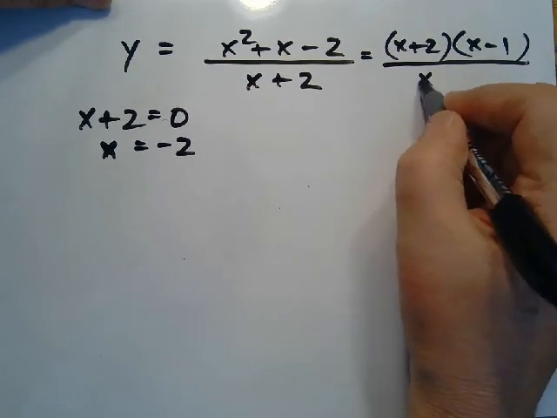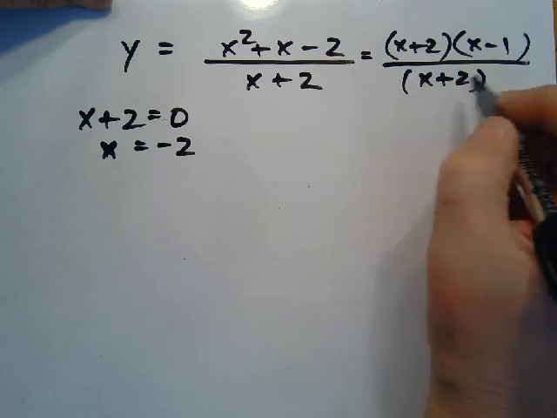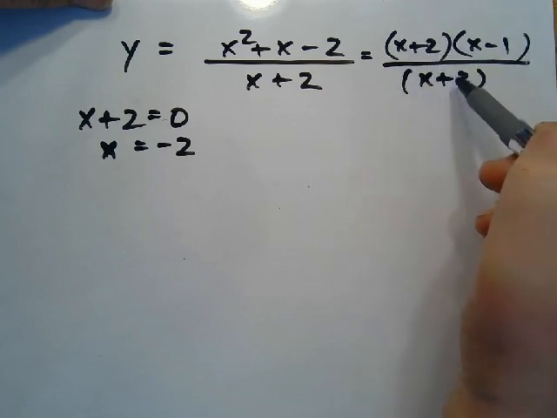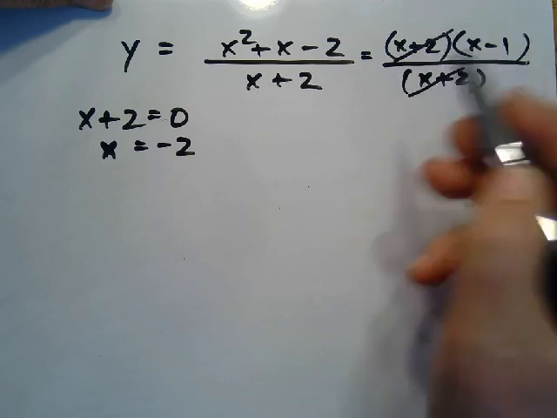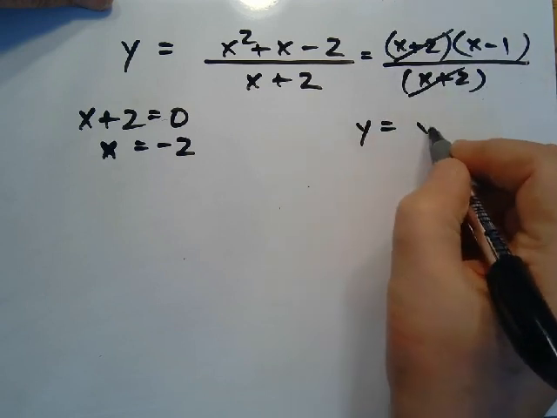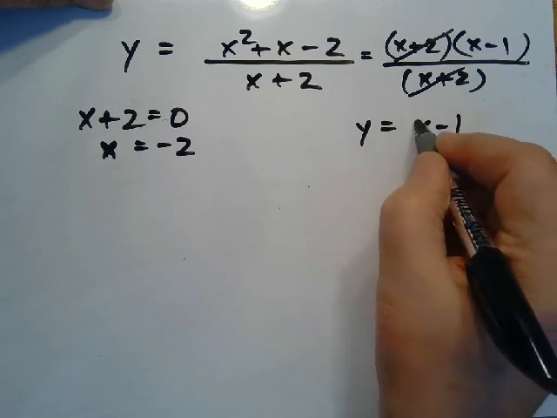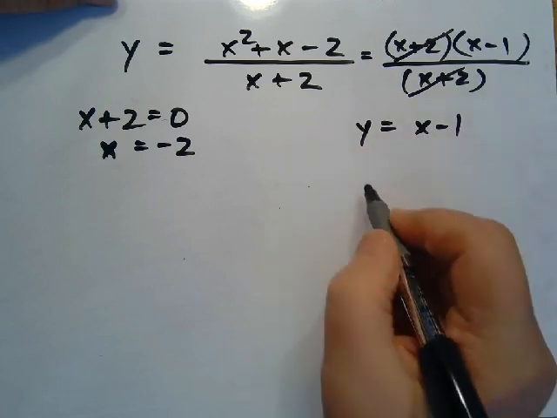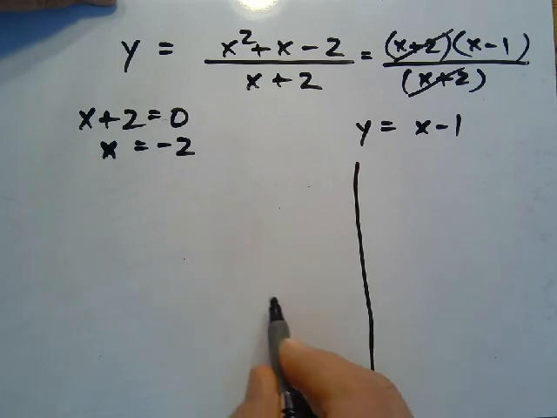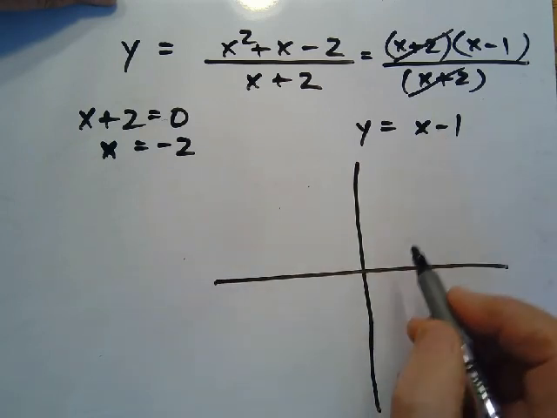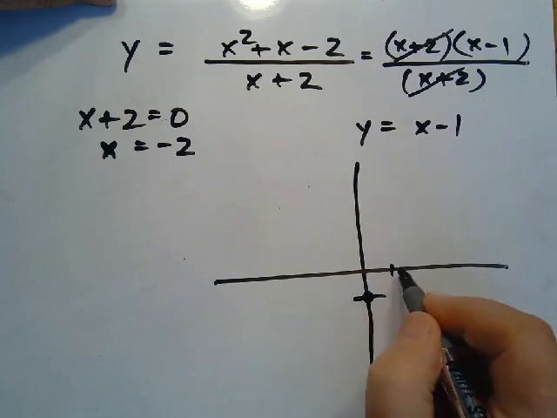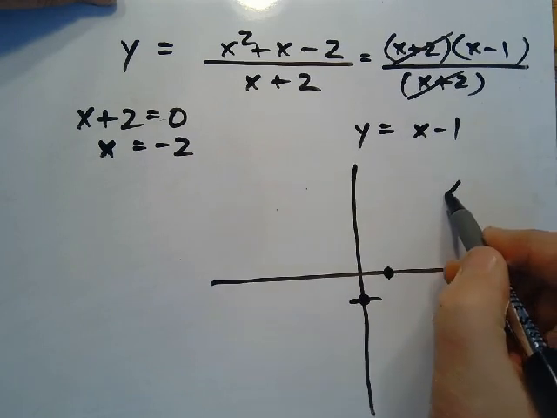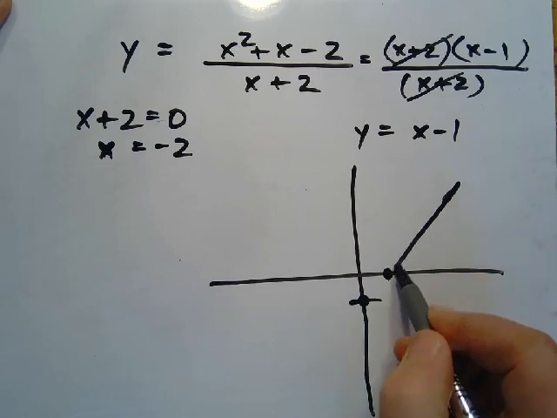And if we cancel away the x plus 2's here, the graph that remains is quite simple. Let's cancel that. And what we have is y equals x minus 1. Well, that's just a line. Y-intercept at -1, slope of 1. There it is. It's just a line.